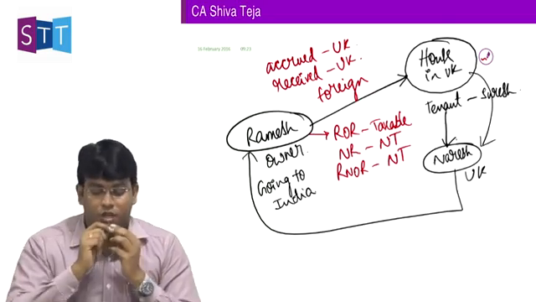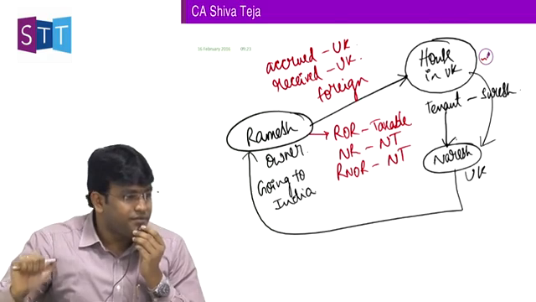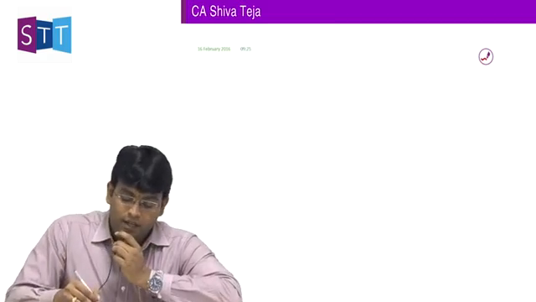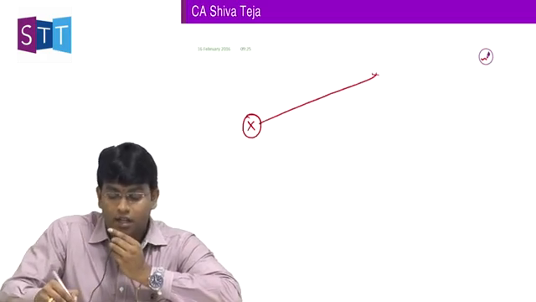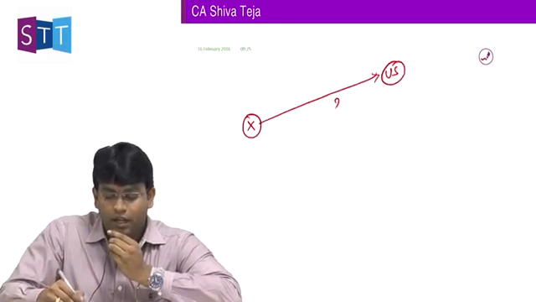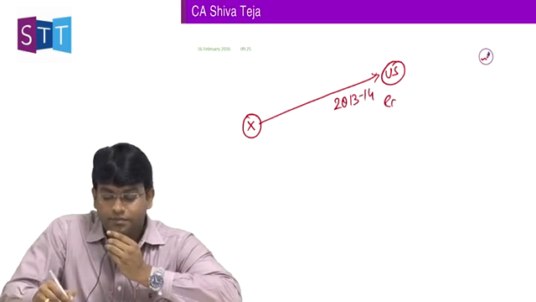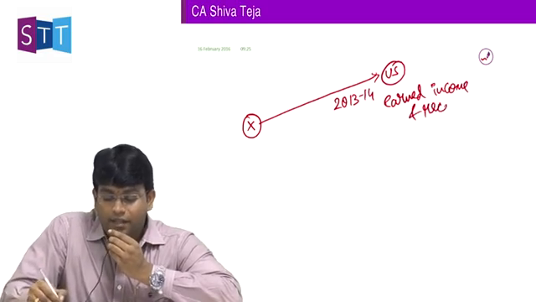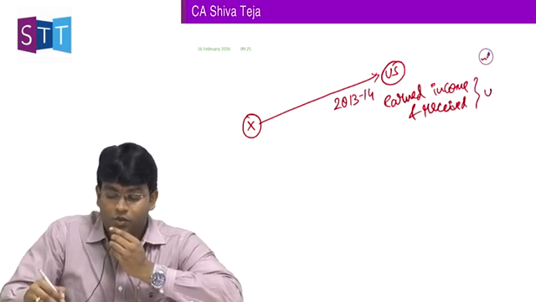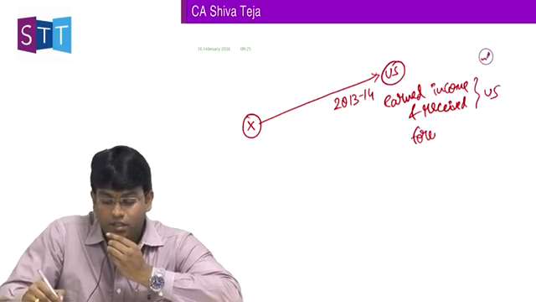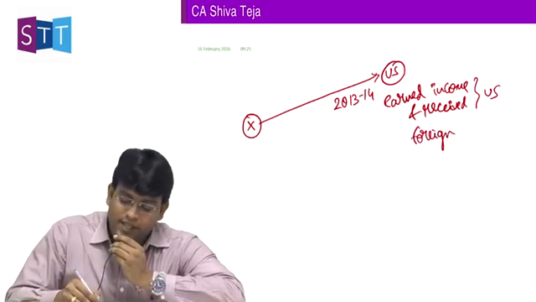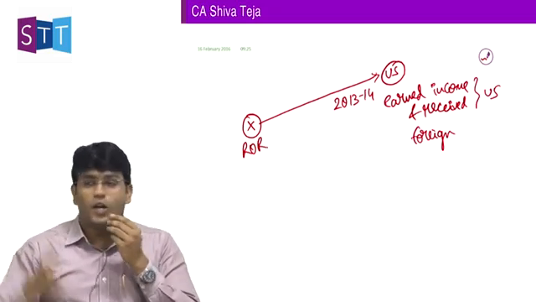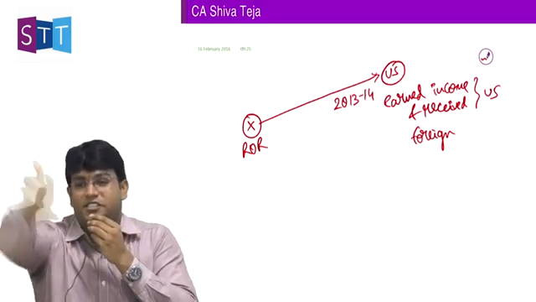Completely, sir. Now please listen. Something interesting and something important. Friends, let us say a person X is there. He went to the US in 2013-14. Earned income and received, both in the US only. What kind of income is it? Foreign income. Assume for a second X is ROR. Is it taxable? Yes. Then ROR told the Indian government, it is taxable, please take tax.